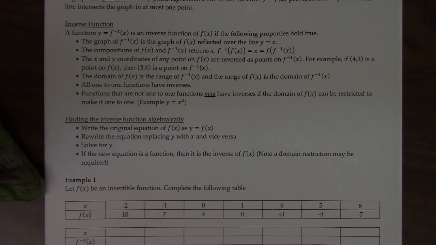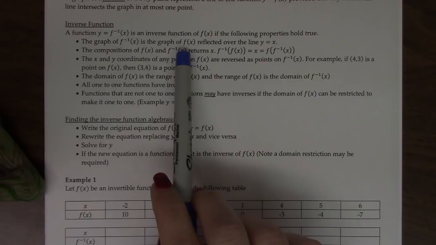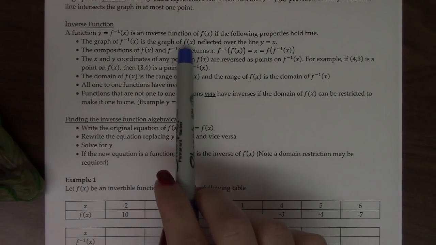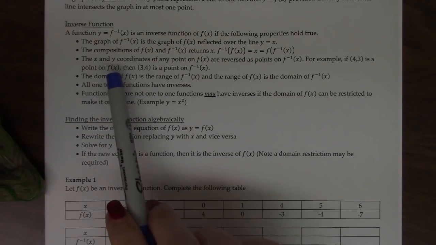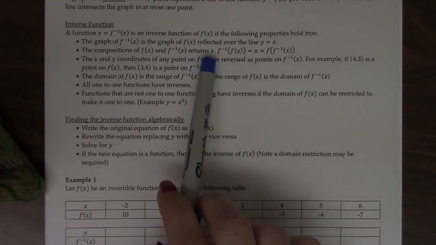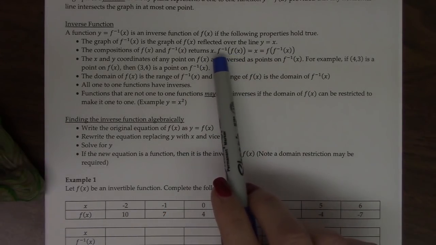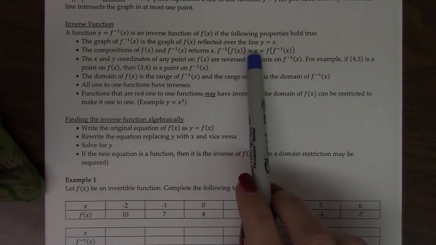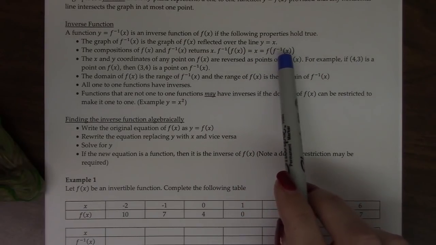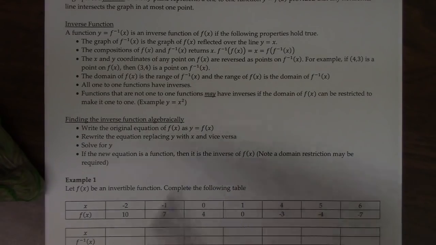Inverse functions have the following properties. So the graph of the inverse should be the graph of the original function reflected over the line y equals x. So if you fold it over, you'll get the graph of the inverse. If you compose a function with its own inverse, it should just return x. So here, if you plug the function inside of the inverse, it should simplify to x. Or conversely, if I plug the inverse into the original function, it should simplify to x.